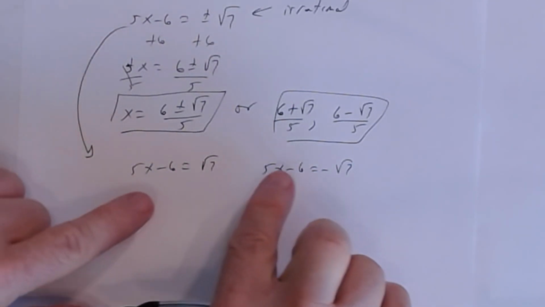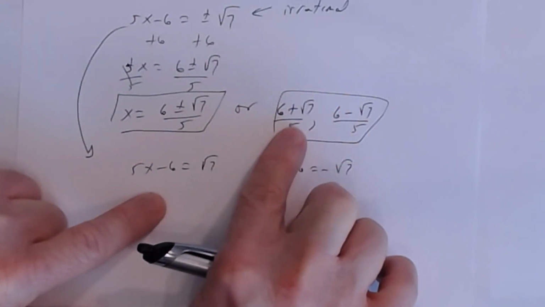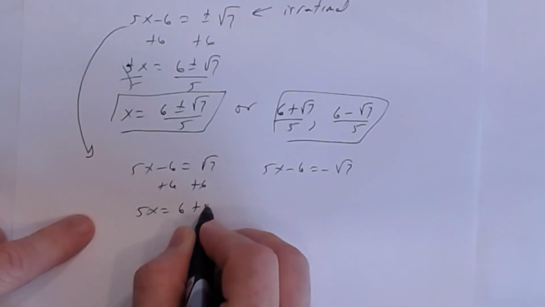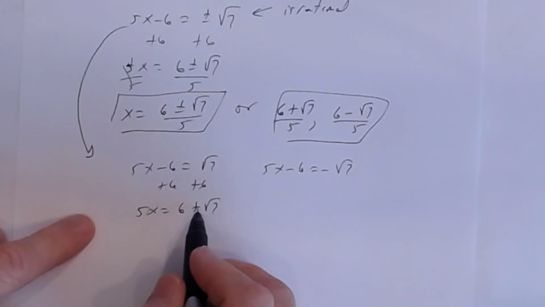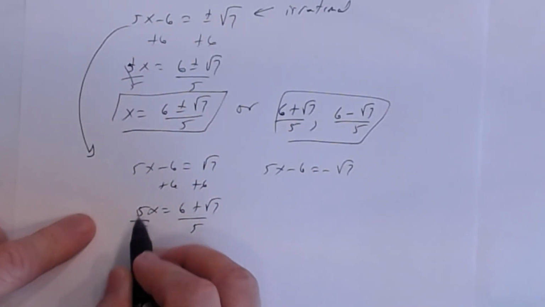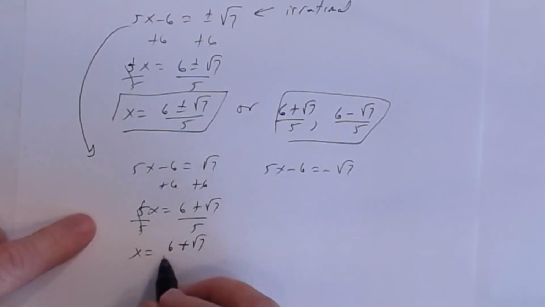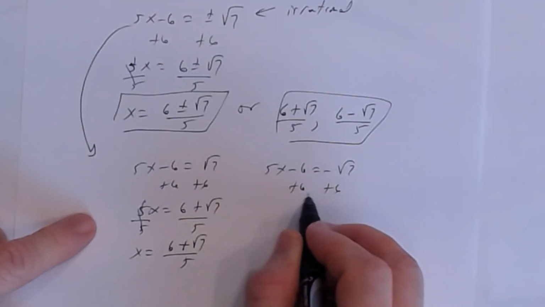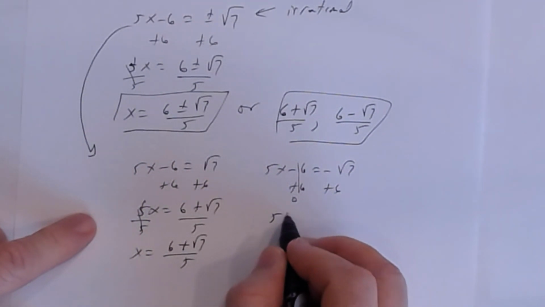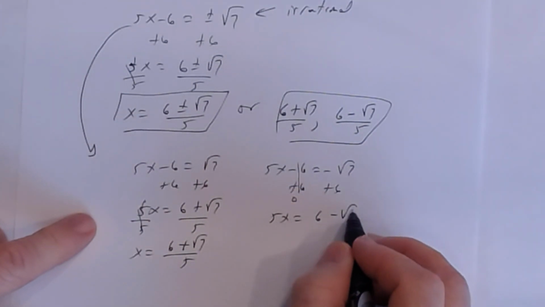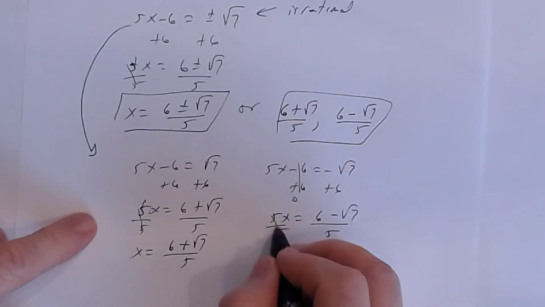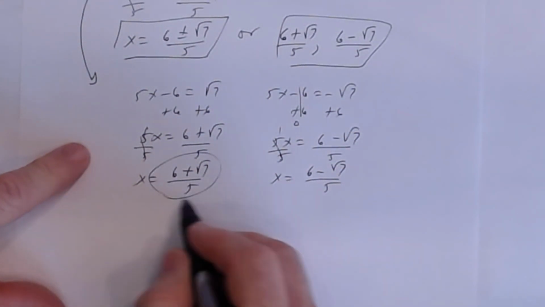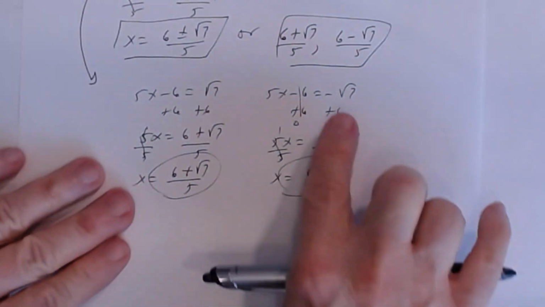And then notice when you do it this way, you're going to get this part. So watch. I'm going to add 6 to both sides, so I get 5x equals 6 plus the square root of 7. Divide both sides by 5. I get x to be 6 plus the square root of 7 divided by 5, which is this right here. Over here, I add 6 to both sides, and so 6 and negative 6 is 0. I get 5x equal 6 minus the square root of 7. Divide both sides by 5. I get x equal 6 minus the square root of 7 divided by 5. So those are your solutions written separately, which is what we had here.